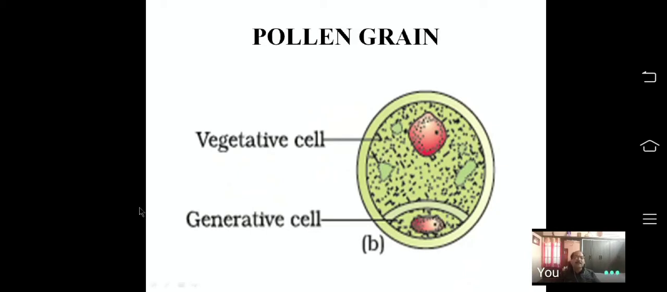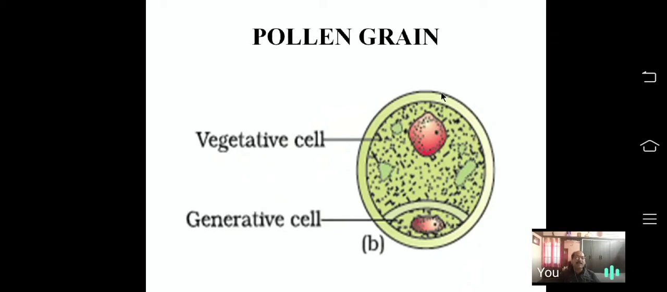Pollen grain is a very small, minute, spherical or oval shaped microscopic structure, externally covered by two layers. This is the outer layer called the exine. This outer layer exine is made up of a highly resistant chemical substance called sporopollenin.